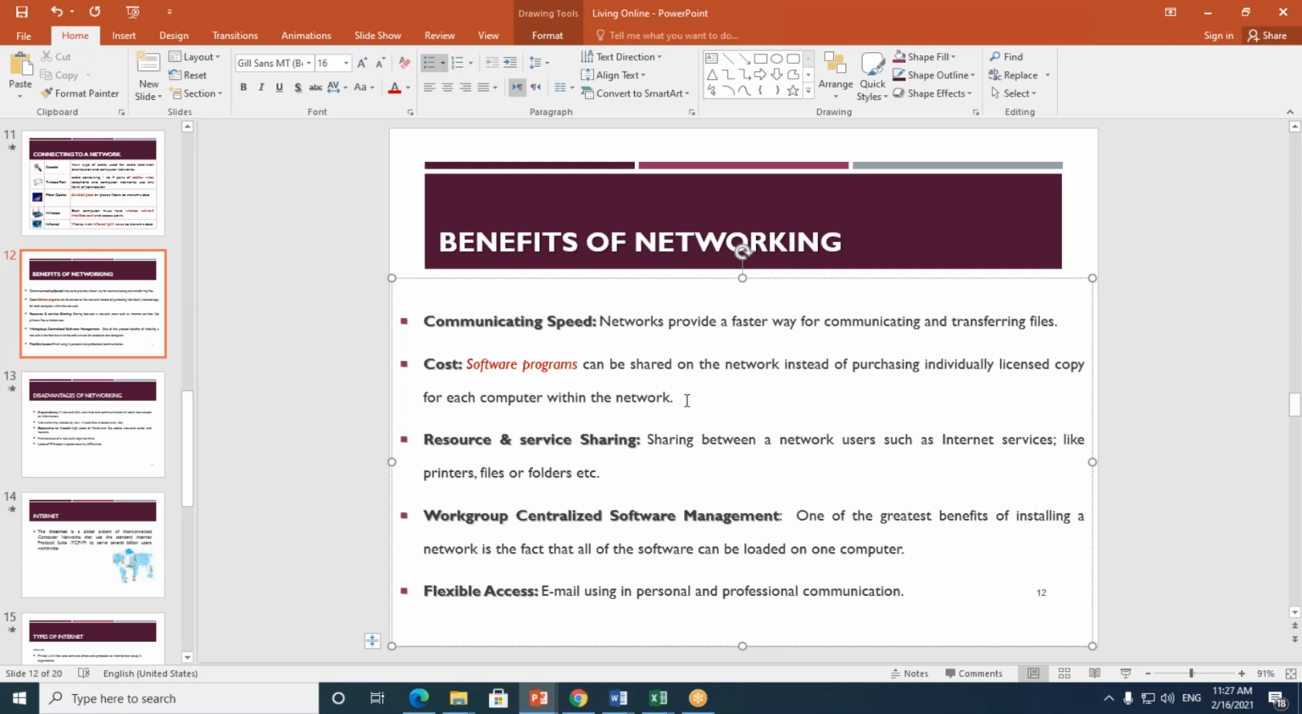Meaning they can be shared through our network. And keep in your mind, even if you don't mind, I'm going to add one point here: cost and effort. Both are saved when using the network. Efforts means the work, so now instead of going from machine to machine and copying the software, no, from one machine we can distribute this software from the main device.